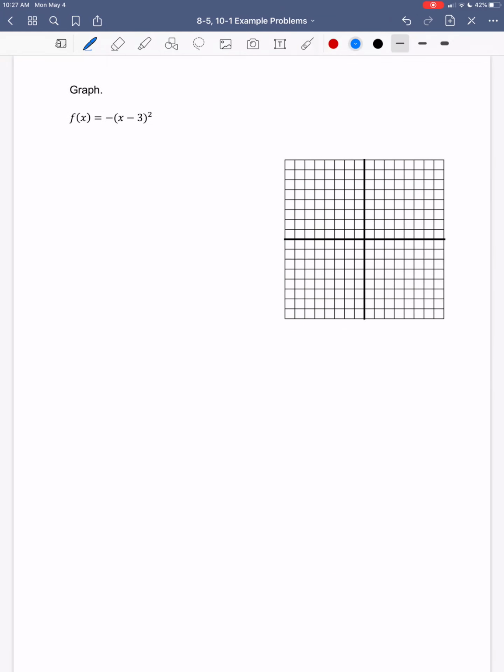All right, so let's try this one. Again, my general form would be a times x minus h quantity squared plus k. And so here I see that a is negative 1. That means this parabola will be opening down. There's nothing here, but I sort of could throw in a plus 0 at the end, right? That doesn't change anything.